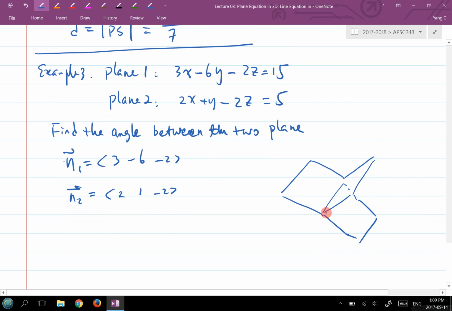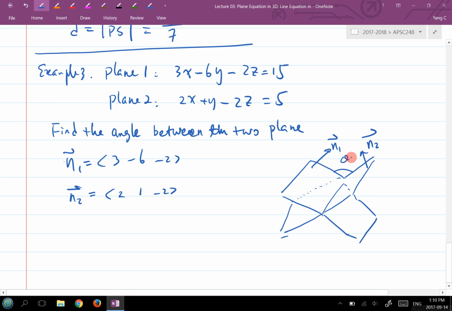So let's see, that's the intersecting scenario for two planes. You've got two planes intersecting each other. And then here is N1 and here is N2, for example, right? And what we're looking for is this angle between the two planes.